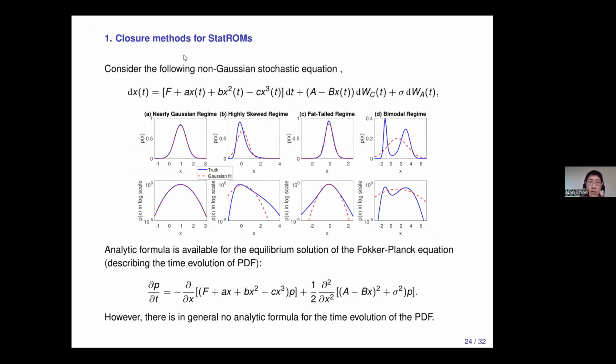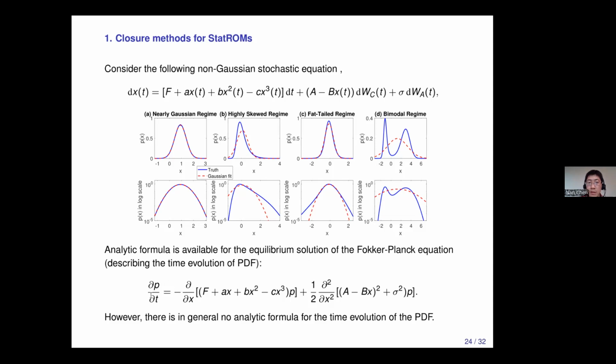So I show some closure methods, but I show the simplest possible way to build a closure for statistical reduced models. Again, we want to use this simple example as an illustration. It's a nonlinear system with correlated additive and multiplicative noise. It can generate all these kinds of non-Gaussian features. We do have an analytical formula for the equilibrium distribution, or the equilibrium solution of the Fokker-Planck equation.